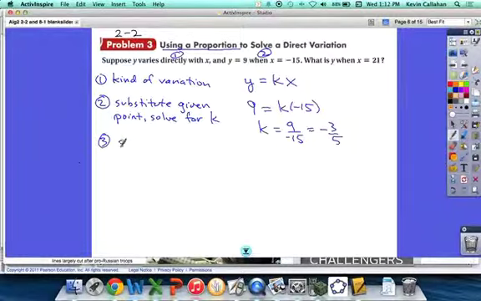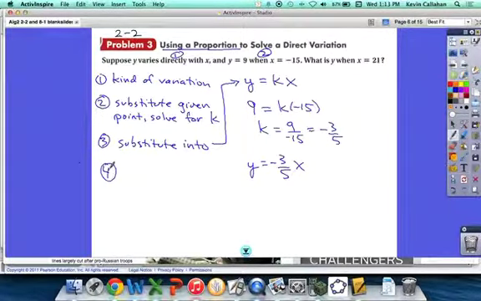I said 3 steps, but it's okay. Substitute into this equation right here. So now we know y equals negative 3/5 times x. And then 4, there's always a question at the end. Answer the question.